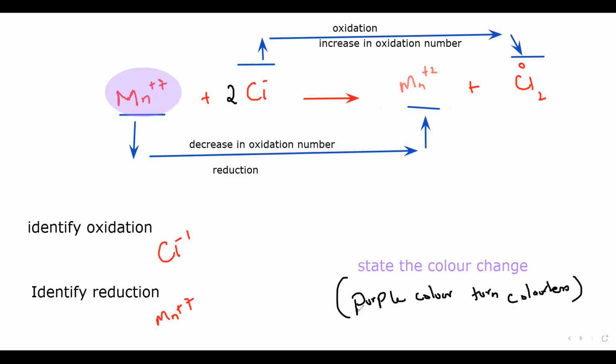Is this example of oxidation and reduction clear? So you should be able to identify oxidation, reduction, as well as the color changes. Only three you have to learn. One is the color for Mn plus 7 and plus 2 equation. The other one is chromium, and the third one is iodine.